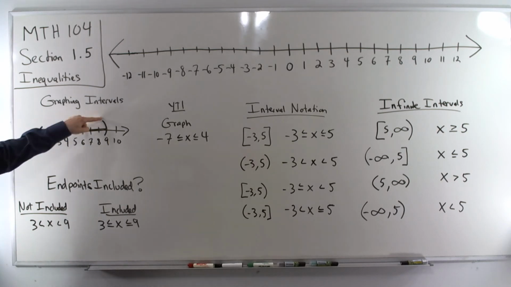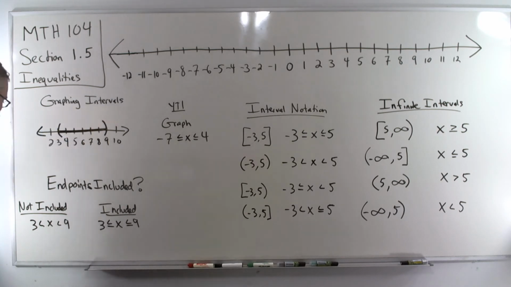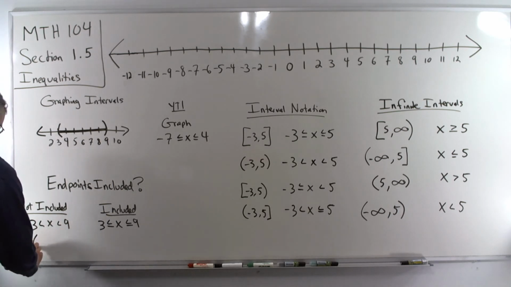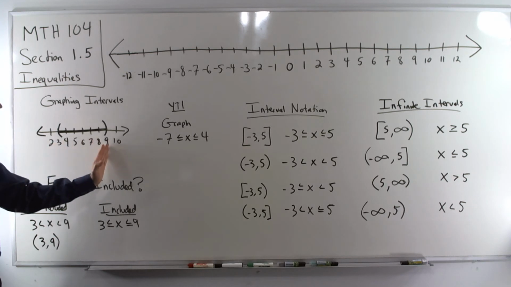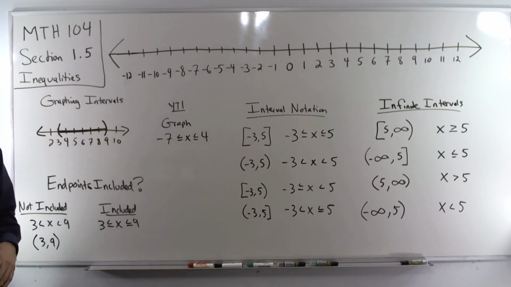In this case, we have parentheses. So that corresponds with this inequality. 3 is less than x is less than 9. In this case, the endpoints are not included. So this would be every number between 3 and 9, but not including the values 3 and 9.